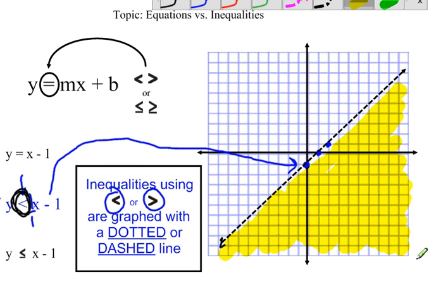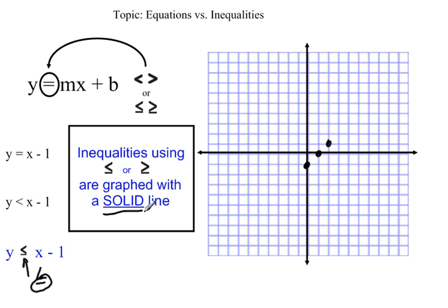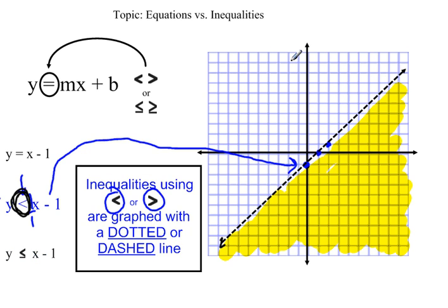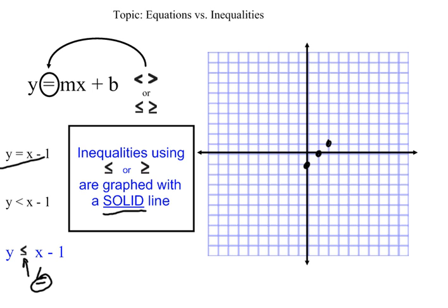Y is less than or equal to x minus 1. You're still going to start out the exact same way. You're going to start out at minus 1. Your slope is still the same, so you're going to go up 1 over 1. Now when you see this right here, what that means is y can be less than or equal to x minus 1. You need to use a solid line when doing that. So it's going to look just like the equation. It's going to look exactly like when we graphed this one 2 screens back. It's going to be a solid line like this. So let's go ahead and make that happen.